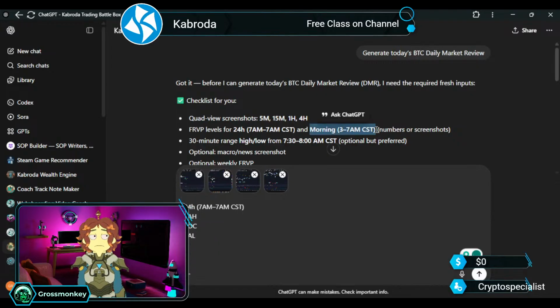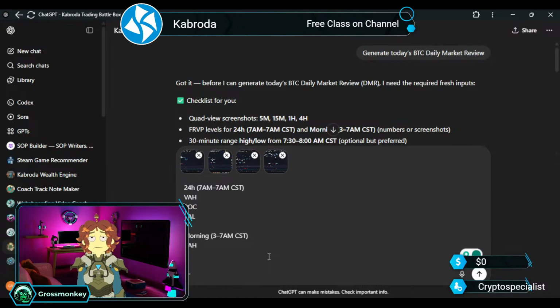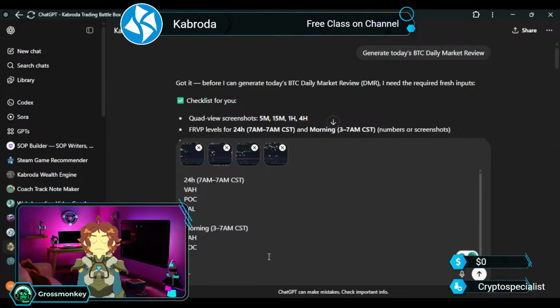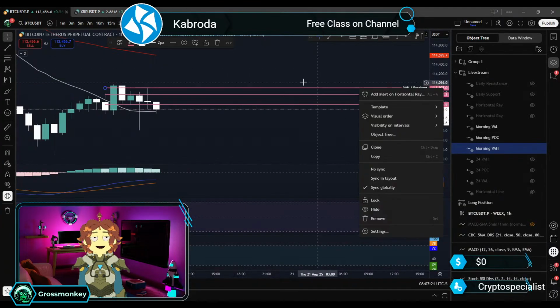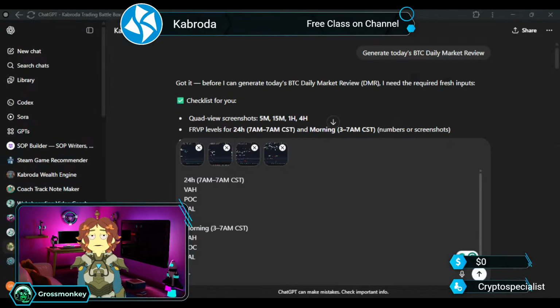So I'm going to just grab it from right here, put it down there, then I'm going to say volume area high, POC, and then volume area low. So we're going to start the morning ones, so I'm just going to go to TradingView, click on them, go to settings, and then just grab the coordinates out of here and paste it right on top of my volume area high.